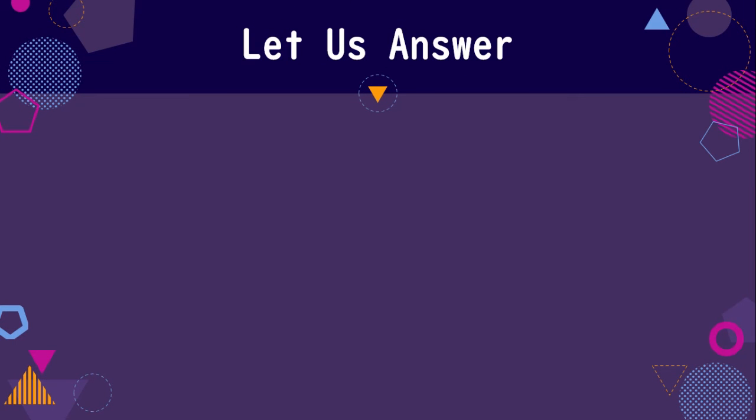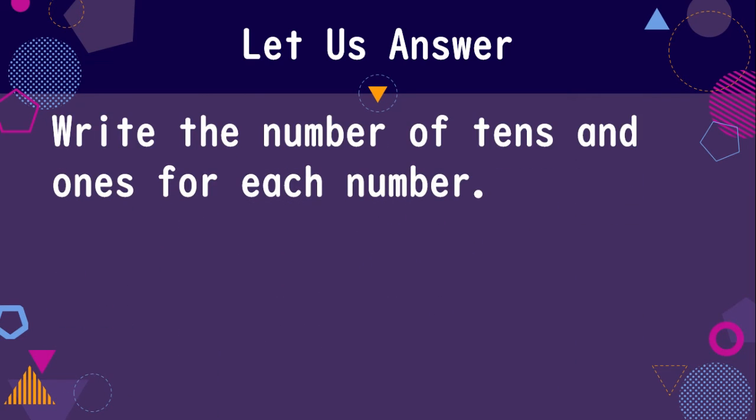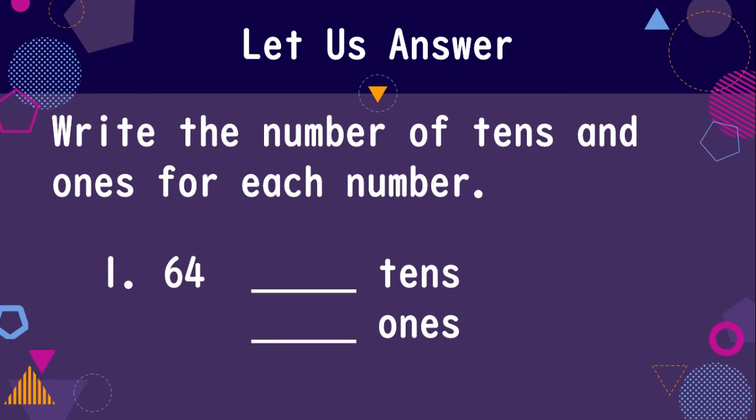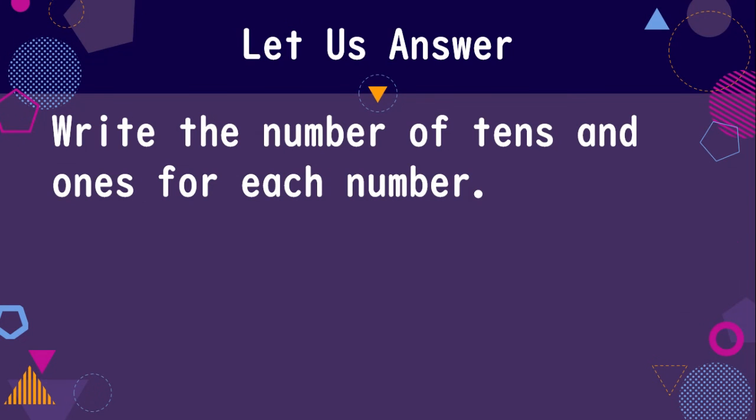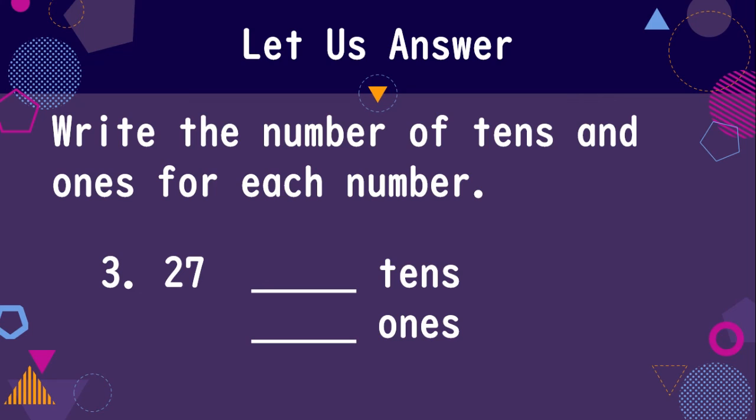Next, let us go to page 32 of your book. So write the number of 10's and 1's for each number. So for number 1, 64, how many 10's? 6. And how many 1's? 4. Very good. Number 2, 18. We have 1 10's and 8 1's. Very good. For number 3, 27. We have 2 10's and 7 1's. For number 4, 34. We have 3 10's and 4 1's.